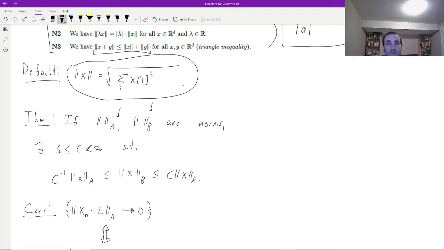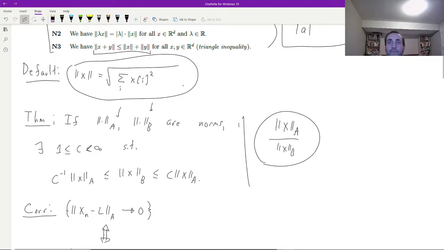C inverse times the norm of x with respect to A is less than the norm of x with respect to B, which is less than C times the norm of x with respect to A. What does that mean? It means that the norm with respect to A is basically the same thing as the norm with respect to B, except maybe you have to multiply by this constant. But the ratio, at least for x not equal to 0, is actually bounded.